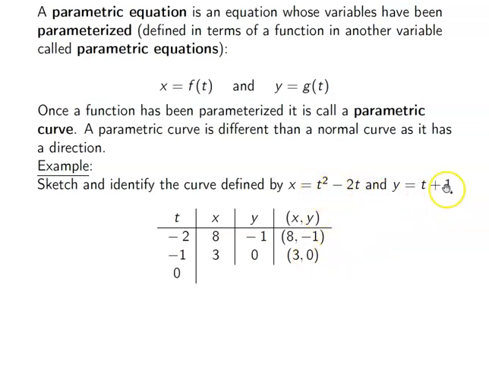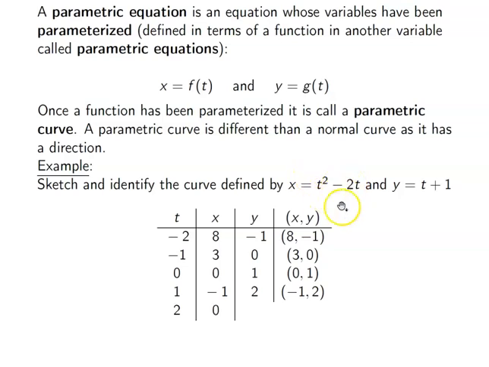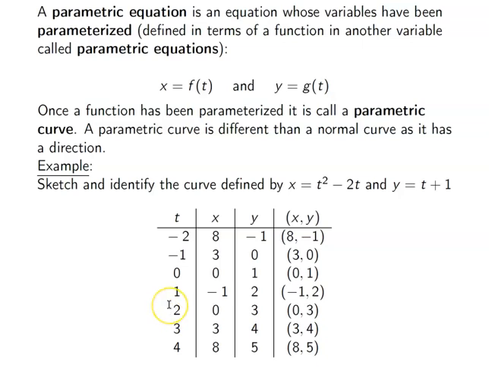Here, if I plug in 0, I get 0. Here I get out 1. When I plug in 1, I have 1 minus 2. And here I have 1 plus 1. And when I plug in 2, I have 4 minus 4, so that's 0. Here I have 3. Plug in 3, I have 9 minus 6 is 3. Here I have 4. And then for 4, I have 16 minus 8, so 8. And this is 5. So I have a nice set of points here.